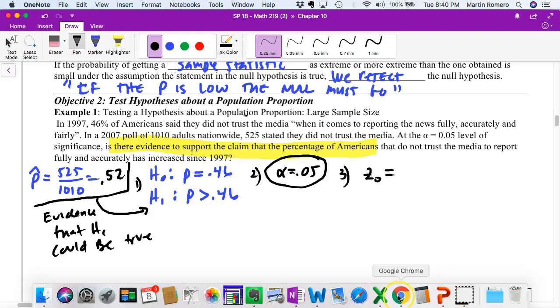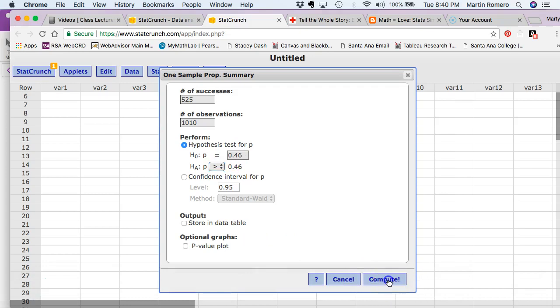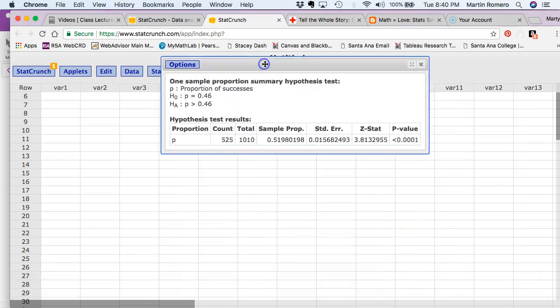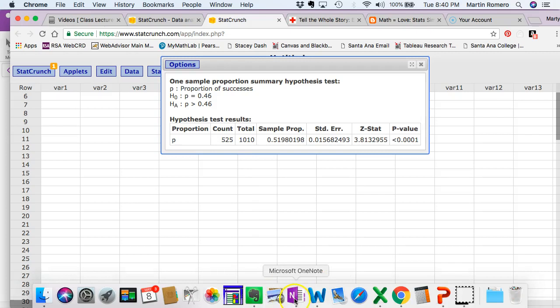Let's go ahead and run the test. We get a test statistic. There we go. The z-stat is 3.813. 3.813 is our test statistic.